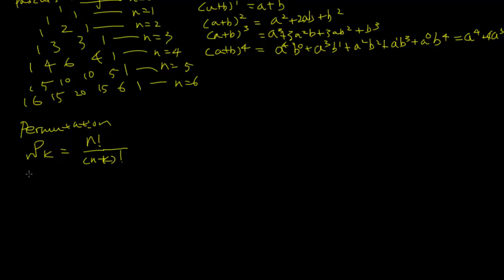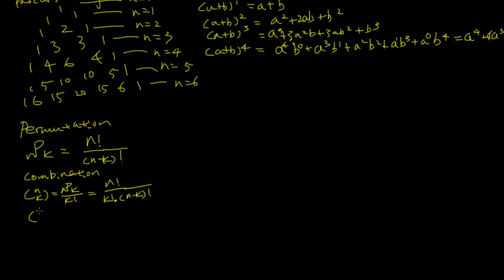And let's take a look at combination, which is given by nCk over k factorial, which is equal to n factorial over k factorial times n minus k factorial.